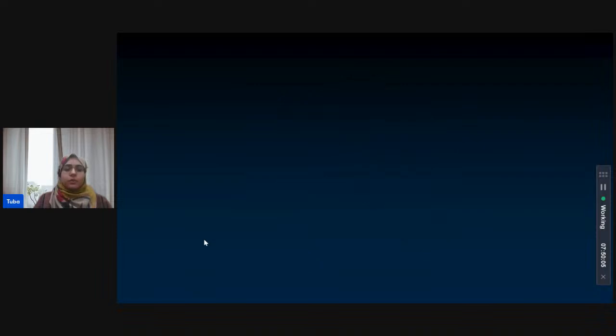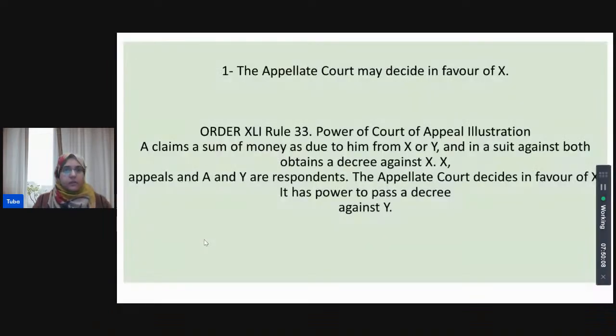Seems like a complex question, but it is not excessively complex. The court may decide in favor of X, right? So it has a power to pass a decree in favor of X, and it also has a power to pass a decree against Y. So option 2 itself was incorrect too. Shaktija, no, option 2 was incorrect too. Nothing is barring the court from deciding against Y either.